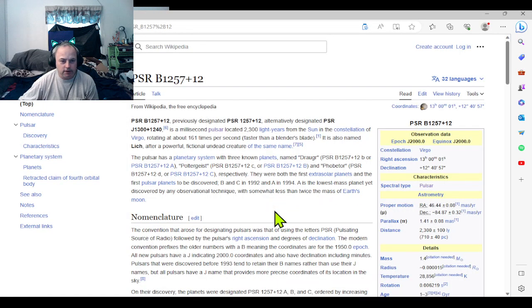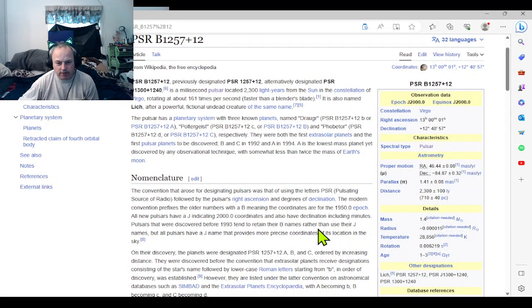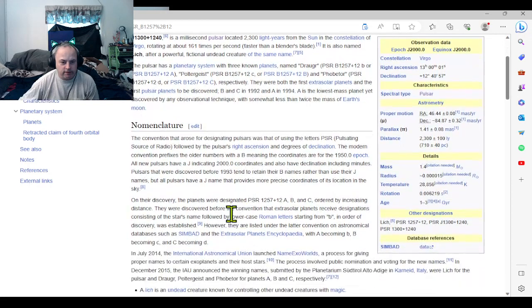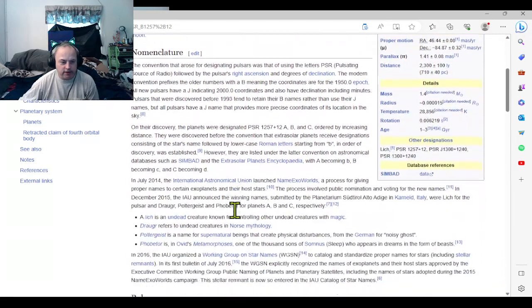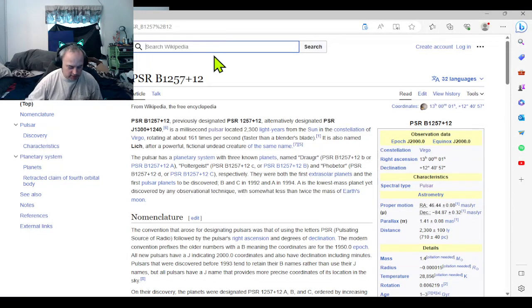Let's take a look at one of these. So this is a pulsar, PSR B. It has a mass of 1.4 solar masses, so that isn't quite the mass of a galaxy. Okay, so that's not it. Pulsar, dead end. So let's go back to the black hole theory.